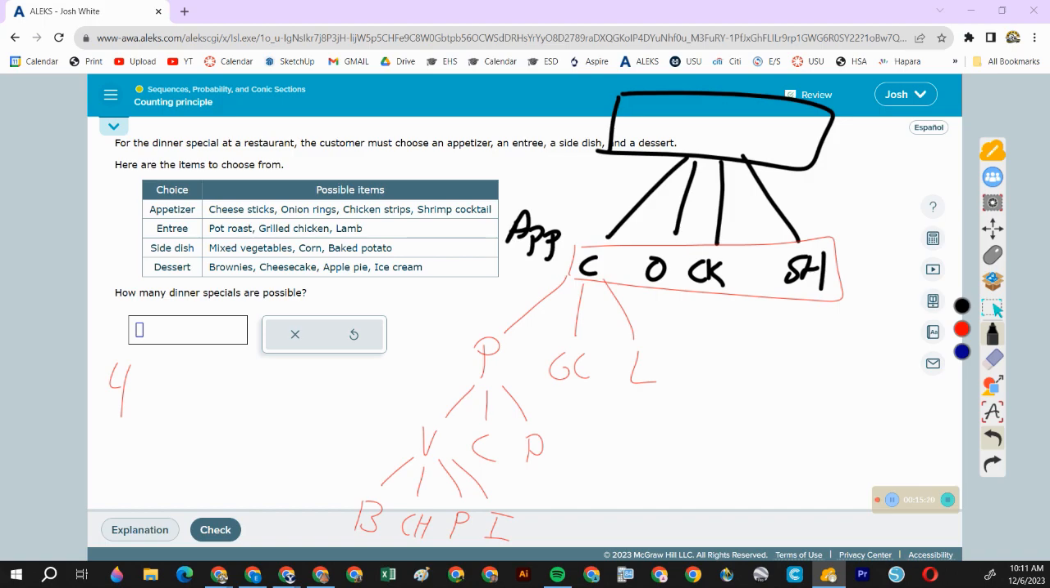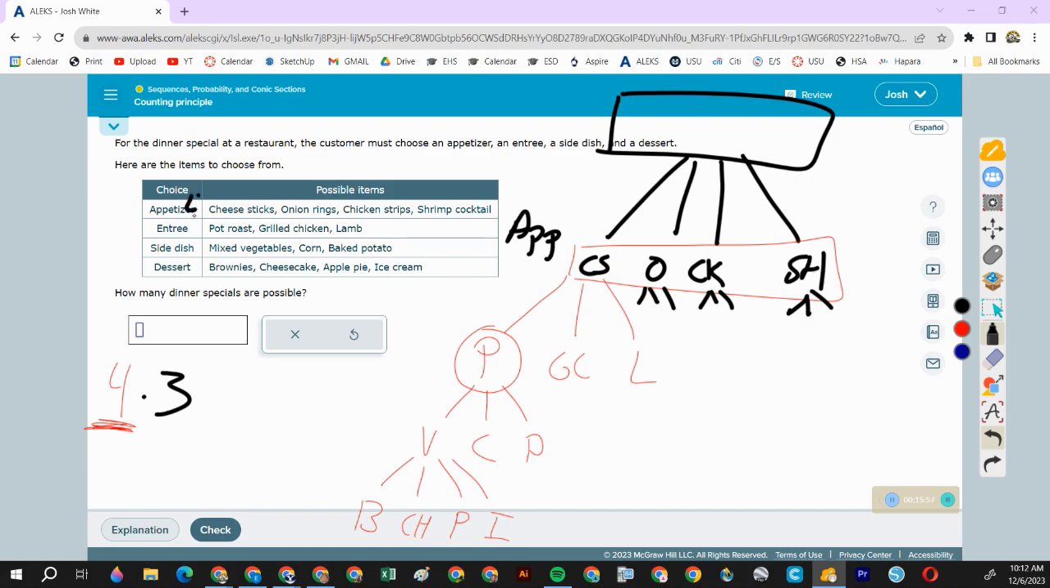So my cheese sticks are split 3 ways. How many ways will the onion rings be split? 3. How many ways will the chicken strips be split? 3. And the shrimp could also be split 3 ways. So I have 4 appetizers that can be split 3 ways among all of the entrees. Okay? And then how much can each entree be split into?